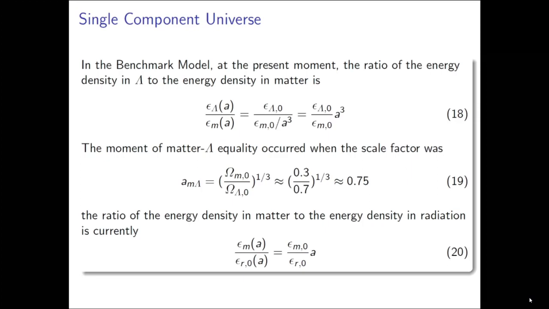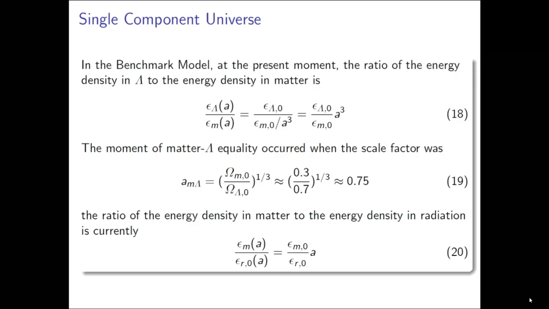And for reference, the present scale factor is always normalized, so we take it to be 1. So at a scale factor of 0.75, that is obviously way past, since we know that our current universe is dominated by the cosmological constant, so this should have happened in the past, right? At a scale factor of 0.75, the energy density of the cosmological constant and the energy density of matter were equal.